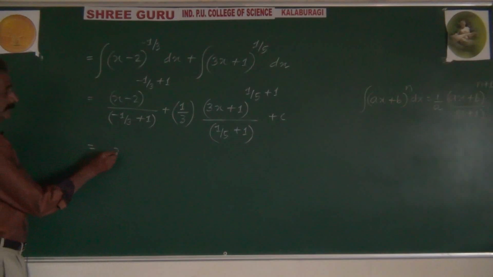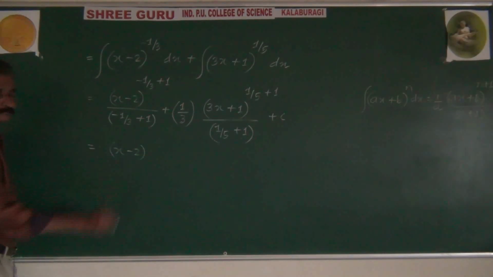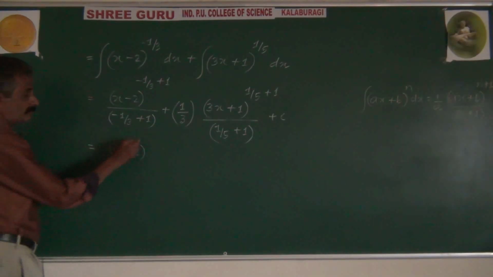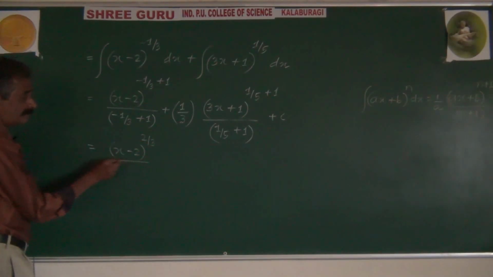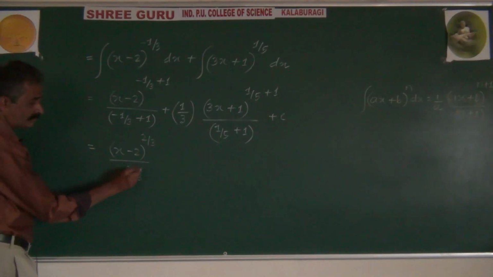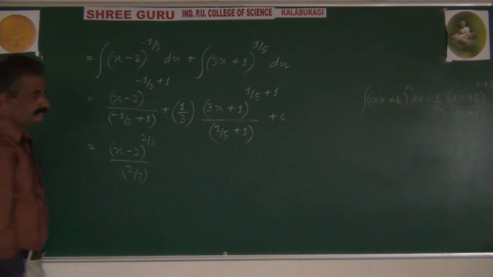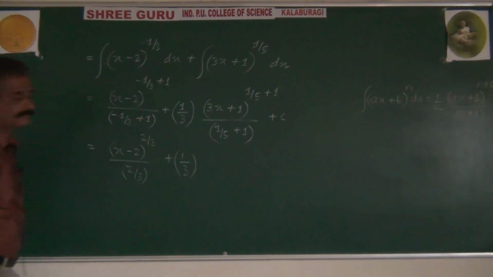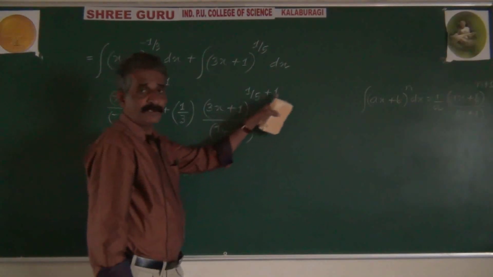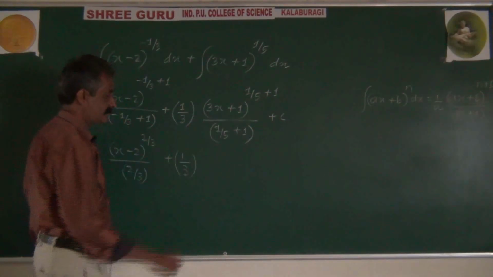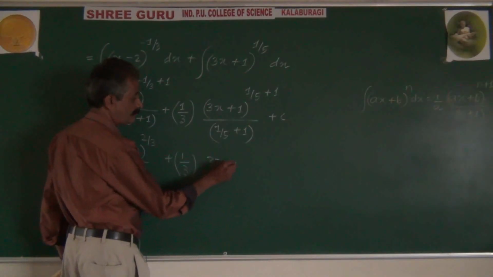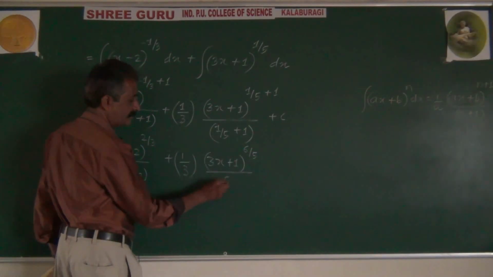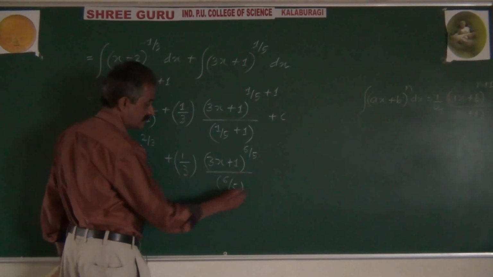That is equal to (x minus 2) to the power... LCM of 3 and 1: 3 minus 1 becomes 2, so 2 divided by the same number 2, plus 1 divided by 3... here LCM of 5 and 1: 5 plus 1 will be 6, that is (3x plus 1) to the power 6 divided by 5, whole divided by 6 divided by 5, plus constant.